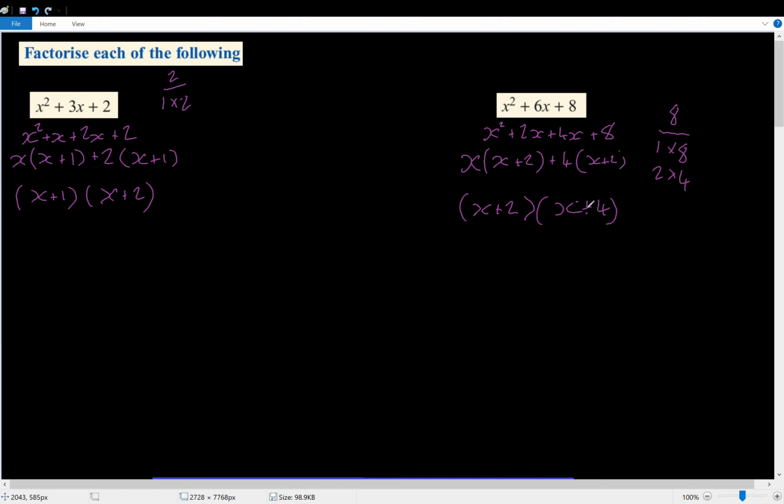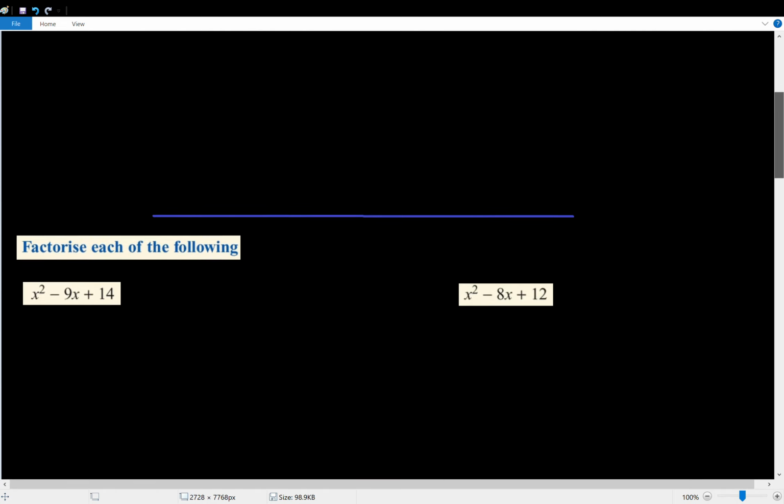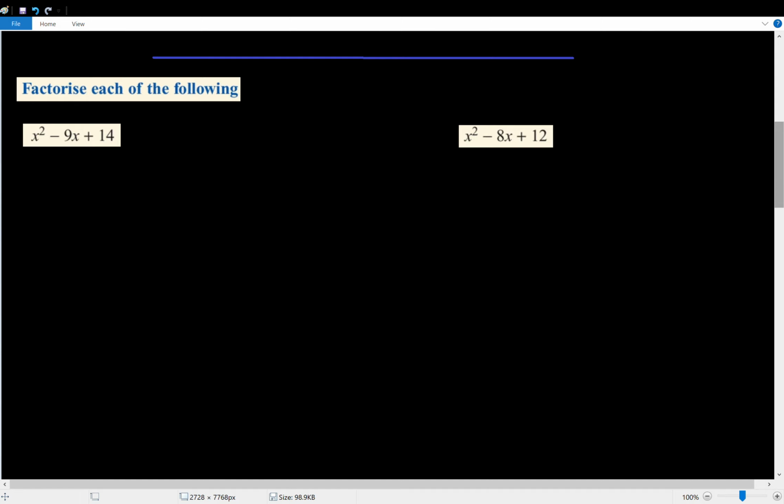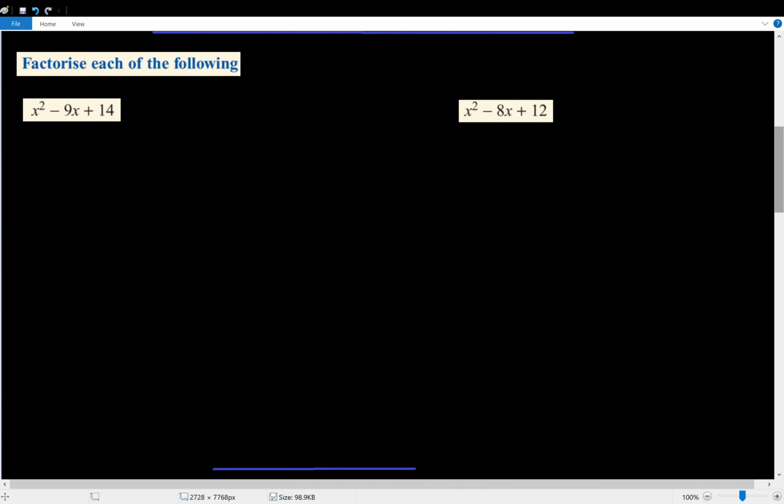Okay, so that's those two done. But the thing is, these two examples have both involved expressions that have all positive numbers. So what happens when we've got an expression where there's negative numbers involved? So let's take a look at that. In these examples just here, you can see that the middle term in each expression is negative. And that's going to affect how we solve this out just a little bit.